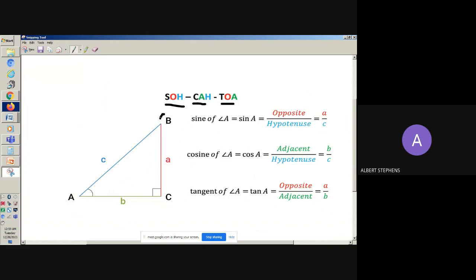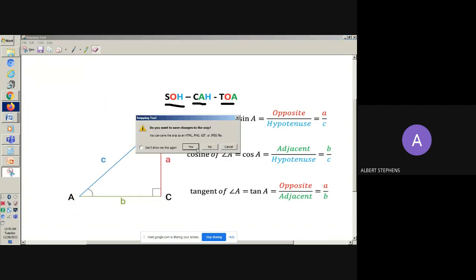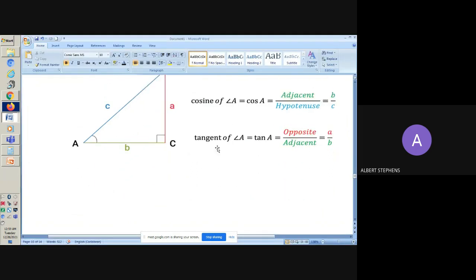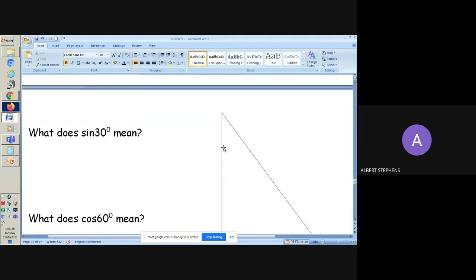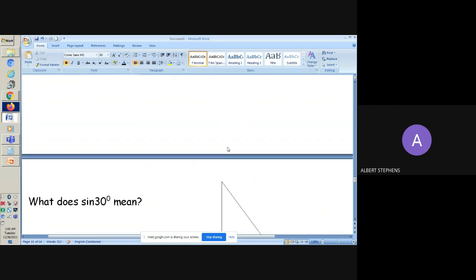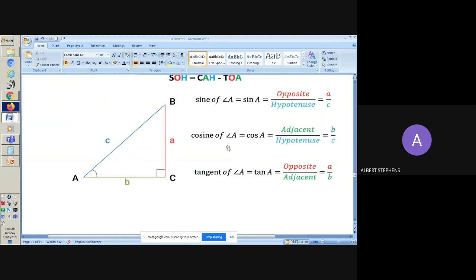Let's look at vertex B. Opposite vertex B is lowercase b. So we can call side AC lowercase b. Likewise, opposite vertex C is lowercase c. So we can call the hypotenuse lowercase c rather than AB. All right, so that's SOHCAHTOA. Those are the ratios.